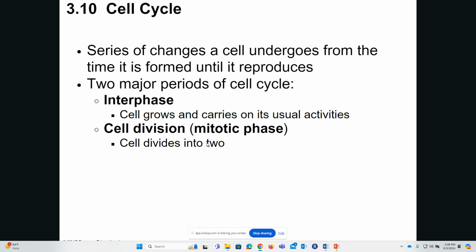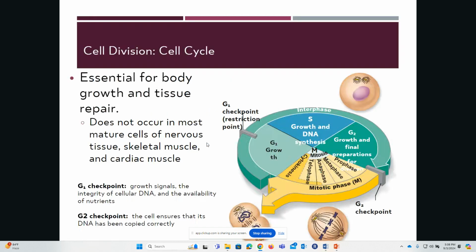The cell cycle is a series of changes that a cell undergoes from the time it is formed until it reproduces, and it has two periods: interphase and cell division. Interphase is just when the cell grows and develops and carries on its usual activities. It does do a couple of things that are important for cell division, like in S phase, or synthesis phase, it replicates its DNA. So we have double the amount of DNA so we can split it when the cell divides into two. But mitosis or cell division is really when we see a lot going on. But the cell cycle is nothing without interphase, that consists of three phases, or subphases really: G1 for growth, S for growth and DNA synthesis, and G2 for growth and final preparations for division.